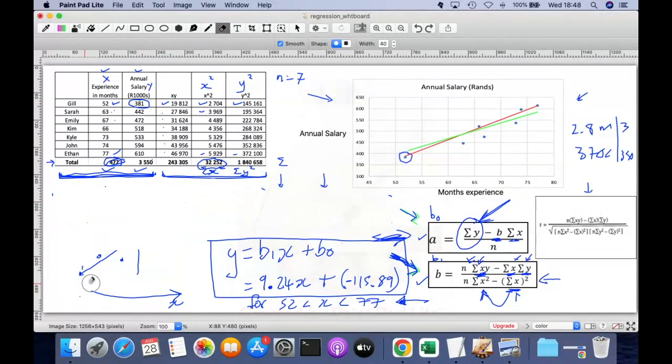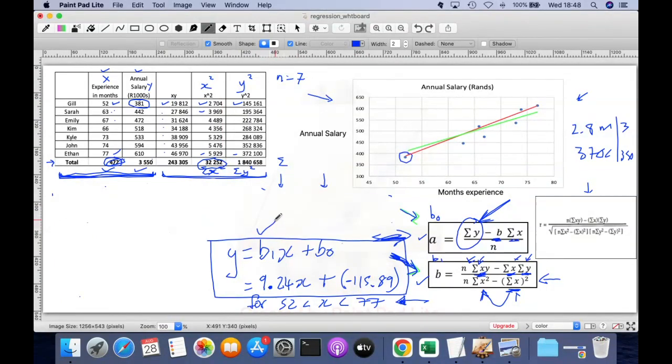Now, the thing about an equation of a line is that if you feed any x value into this equation, right? So for instance, look at this equation. You know what your B1 is, and you know what your B0 is. There it is here, 9.24 and minus 115. We know these values. The only value that changes is your x. So whatever x value you feed into this equation, you will get a y value out. Now what that's actually doing is it's telling you if you feed any months of experience into this equation, out will come an annual salary amount. That's how the prediction comes into effect.